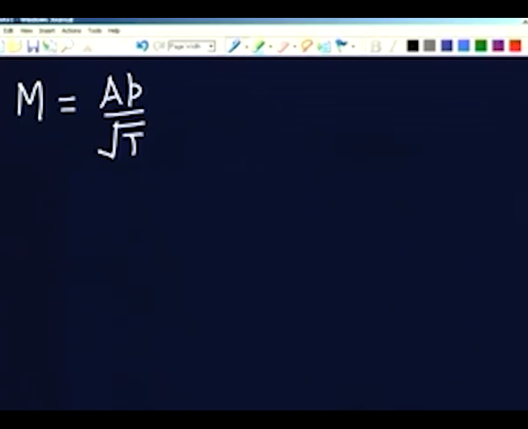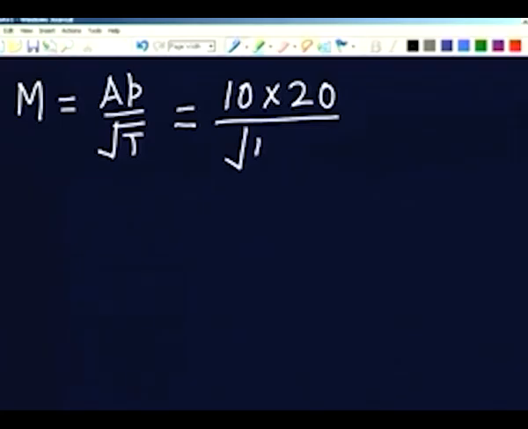If you remember, the best value of M is determined by using the values of A, P and T which are specified in the problem, and therefore I can calculate this value. A is 10, I think it is 10, not 100, P is 20, divided by square root of 4.84, which was specified in the problem, and this gives you a value of 90.91. I have just rounded to 2 significant figures after the decimal point.